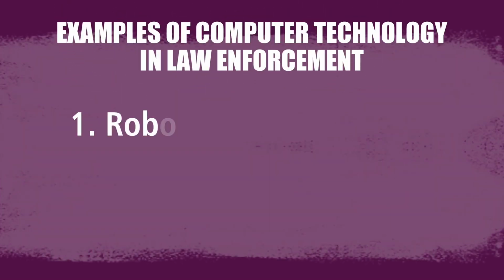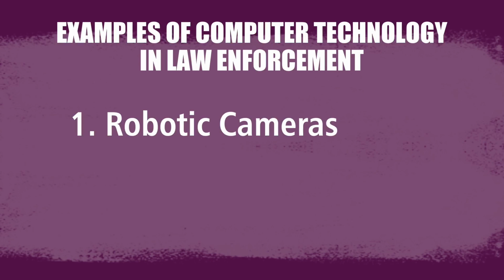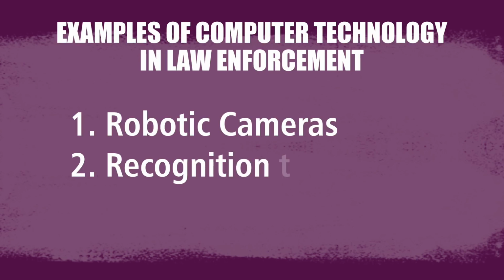Examples of computer technology in law enforcement. 1. Robotic cameras. This means that some of these police officers use these robotic cameras to gather information without placing themselves in the situation, and also some of these cameras provide visual and audio information from a scene before the police officer intervenes.